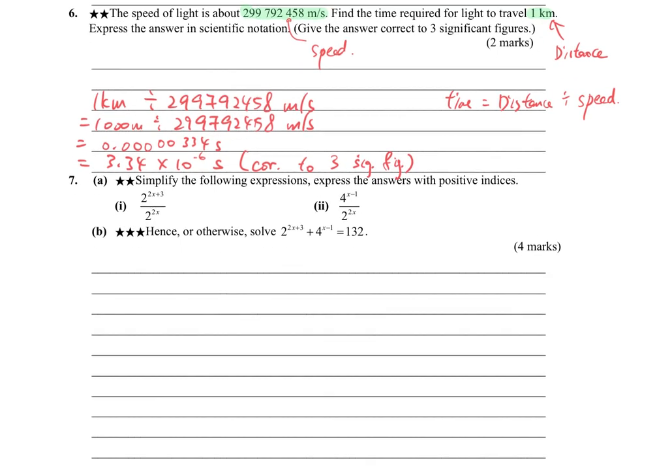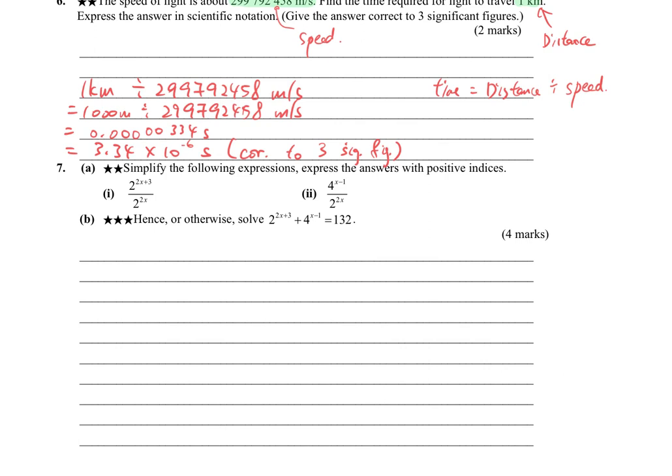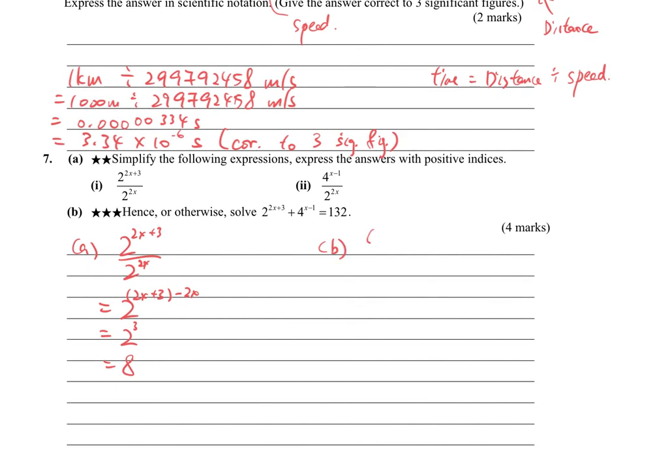And now we go to question 7. 2a. Both of them have the base 2. So actually you can just do the subtraction of the index. And the answer should be 2 to the power 3. So this is 8 directly. And then for b, 4 to the power x minus 1 over 2 to the power 2x.